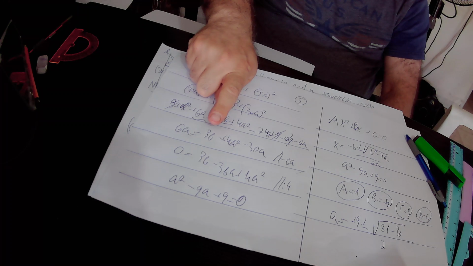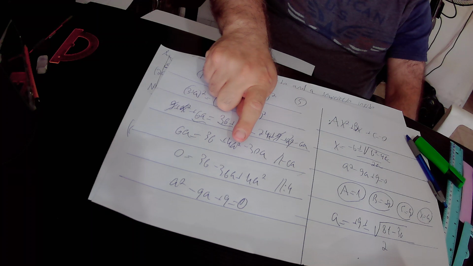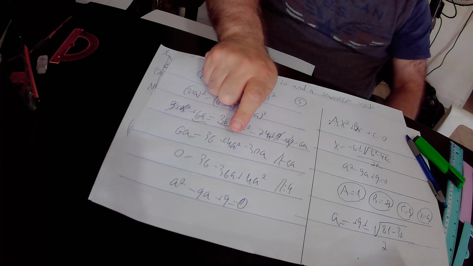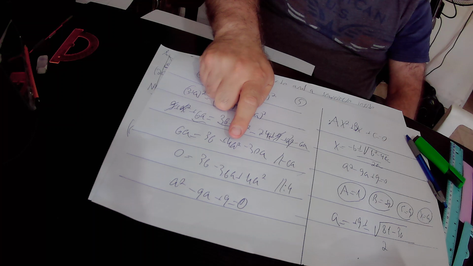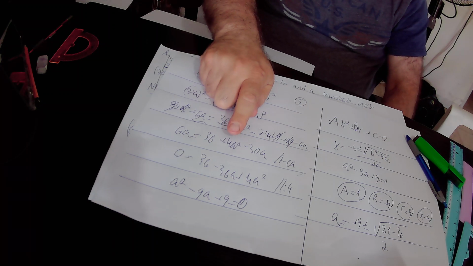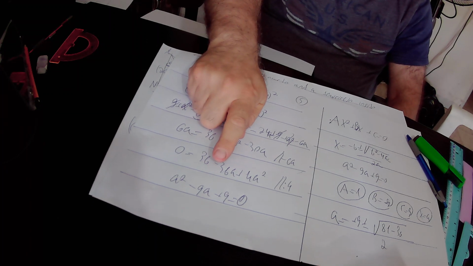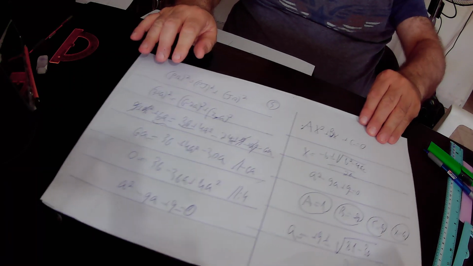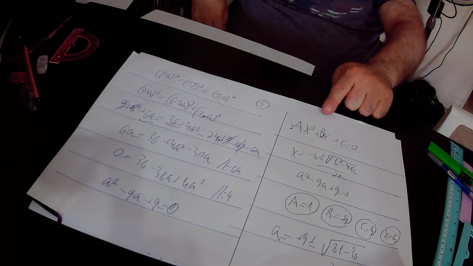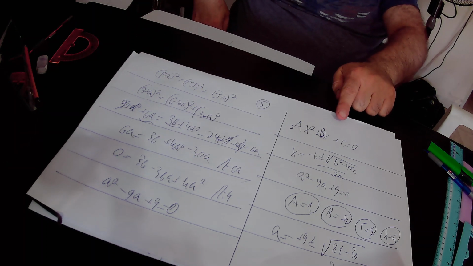So in conclusion we found out that 0 equals 36 minus 36A plus 4A squared. Here we divided this equation by 4 and finally found out that 4A squared over 4 is A squared, minus 36A over 4 is minus 9A, and 36 over 4 is 9. So in conclusion, we found out that A squared minus 9A plus 9 equals 0. So this is actually a quadratic equation, and the general formula for a quadratic equation is ax squared plus bx plus c equals 0.